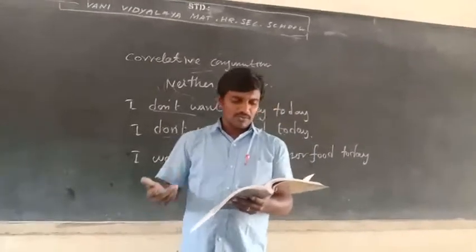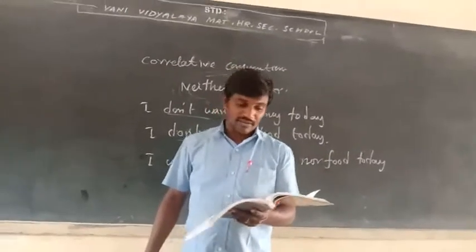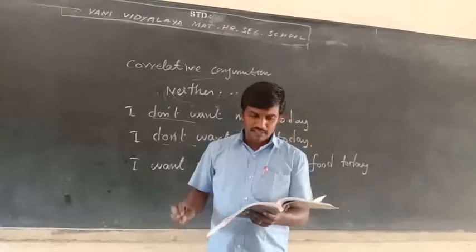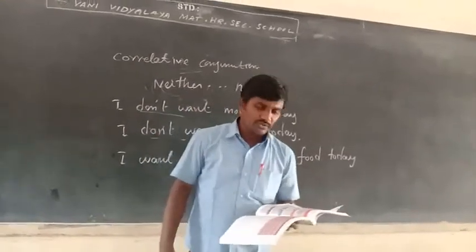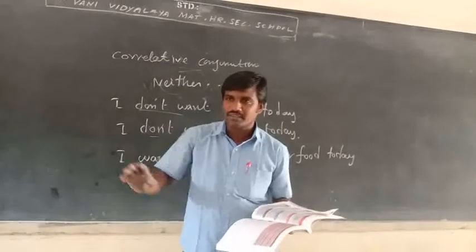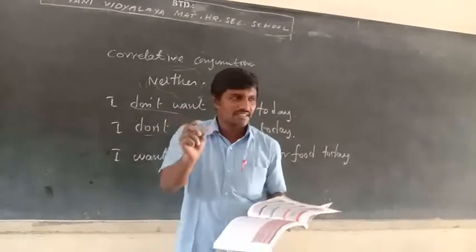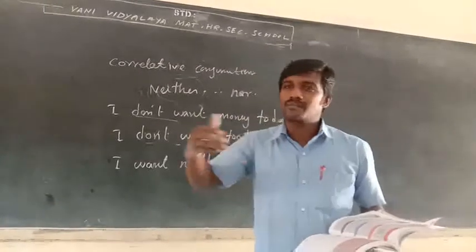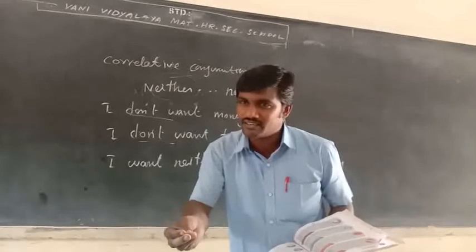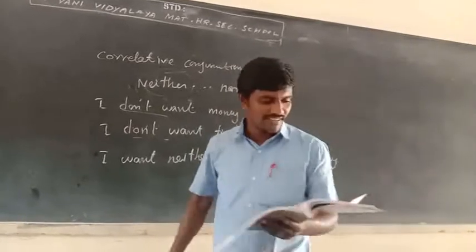Conjunctions are also known as connectors or linkers or link words. We use conjunctions to join words or a group of words or a sentence. How do you join words? Kavita and Priya. Kavita is a word, Priya is a word. We are going to join the two words, Kavita and Priya. So what is the conjunction used here? And. Beautiful. You understand? Right.